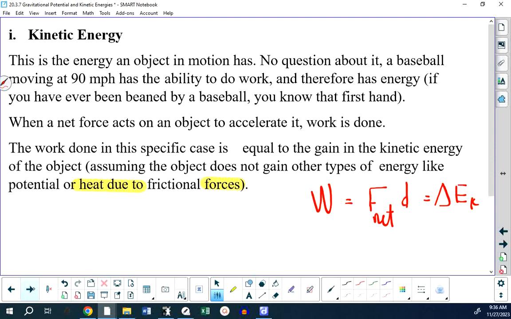Something got scrambled here when I edited this document last time. It says, assuming the object does not gain other types of energy like potential, or I think it just says, or frictional. Frictional is not a type of energy. Friction is a force. So what that should say is, provided it does not gain other types of energy like potential energy or heat caused by frictional forces. Heat is a type of energy. It's caused by a frictional force.